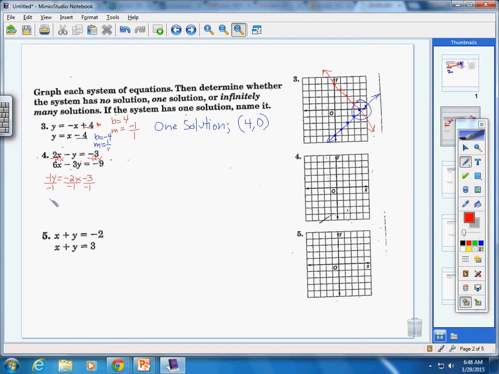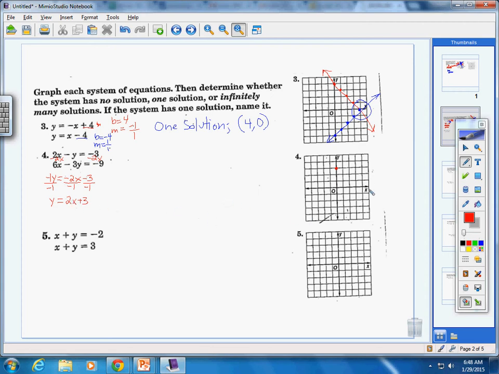And I'm going to be left with y equals 2x plus 3. Okay, that's my first guy, so I'll graph the first equation. Y-intercept is positive 3, so 1, 2, 3. And my slope is 2, it's positive 2, or 2 over 1.